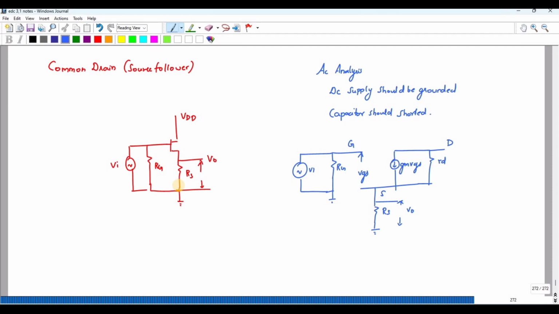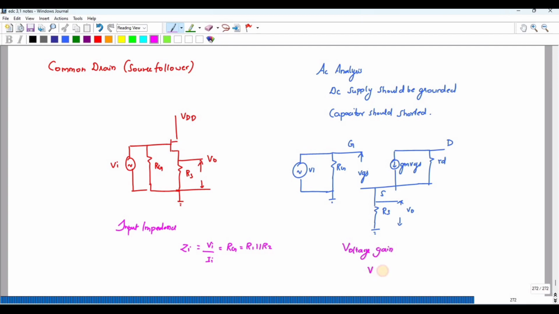So from seeing the figure itself, I can identify the value of ZI, the input impedance. So input impedance ZI is equal to VI by II. That is nothing but RG, where RG is R1 in parallel with R2. Okay. So next I need to find the voltage gain.